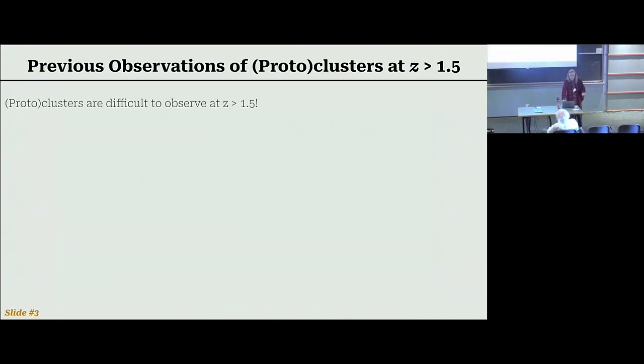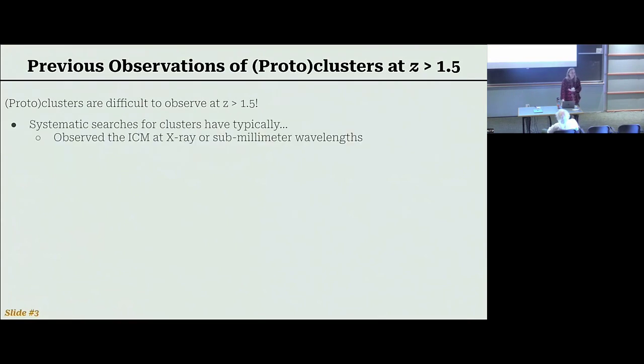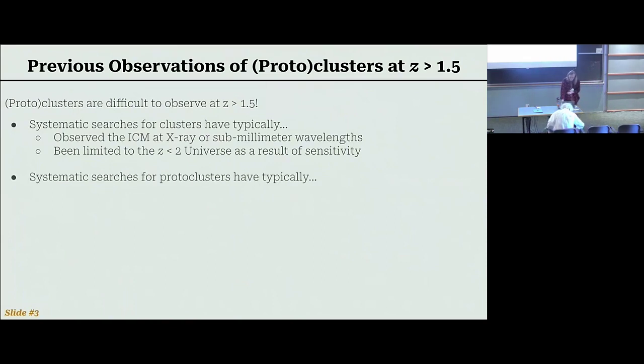And so why is this only understood up until redshift 2? First and foremost, galaxy clusters and protoclusters are difficult to observe beyond redshift 1.5. The main reason is that systematically searching for these things requires deep X-ray or sub-millimeter observations to try and detect the ICM. We're not, unfortunately, sensitive enough to do this beyond redshift 2 or so. I think there's a couple of cases, but statistically speaking, it's not very easy to do beyond redshift 2.